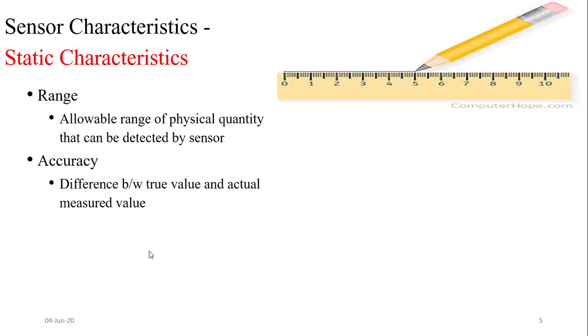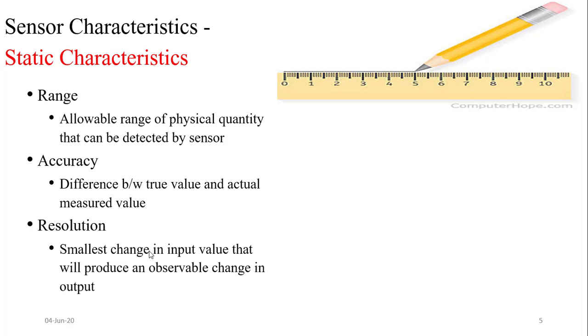So it says that the difference between your true value and your actual measured value, if they are the same, then it is 100% accurate, otherwise not. Then there is a resolution.